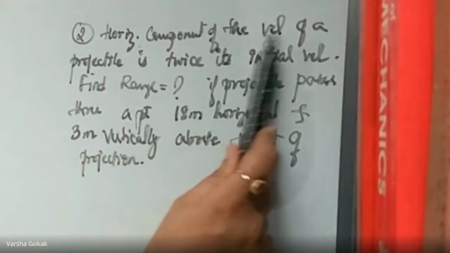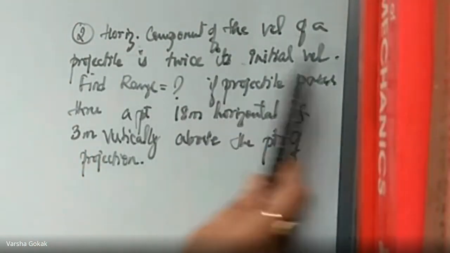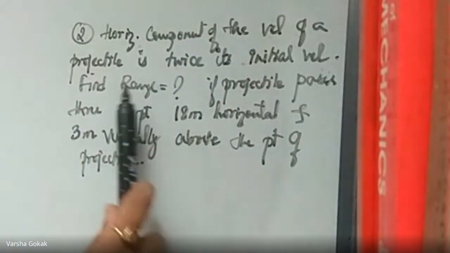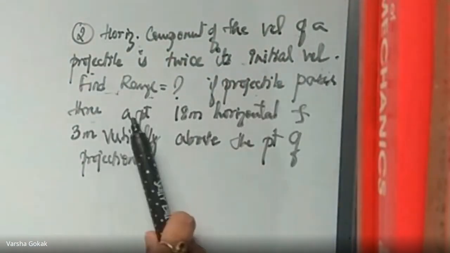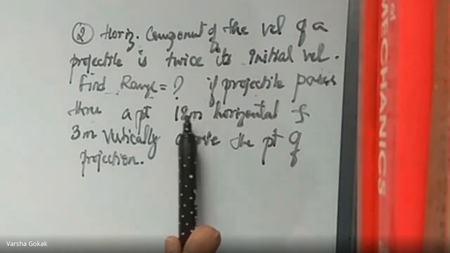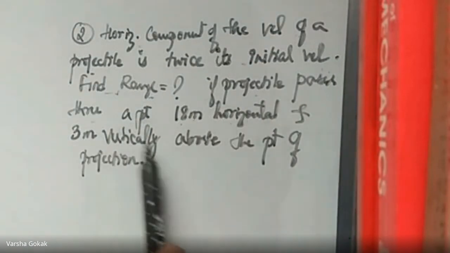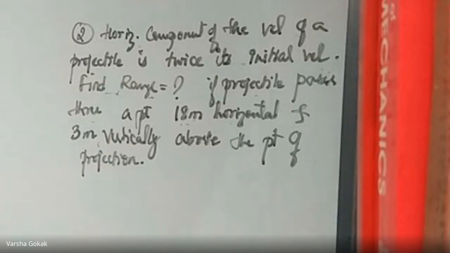The horizontal component of the velocity of a projectile is 2 times the initial velocity. A condition is there. In it they are asking us to find the range if the projectile passes through a point which is 18 meters horizontal and 3 meters vertical. What are these two? Can anyone tell me?